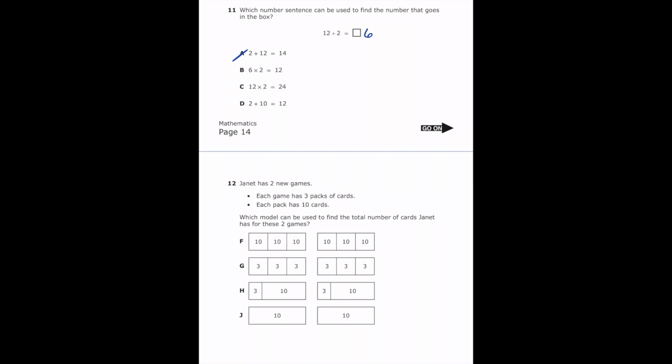So that's probably it. Letter C says 12 times 2 is equal to 24. That doesn't really apply. And then letter D, 2 plus 10 is equal to 12. That doesn't help us out with this problem. So our correct answer is going to be letter B.